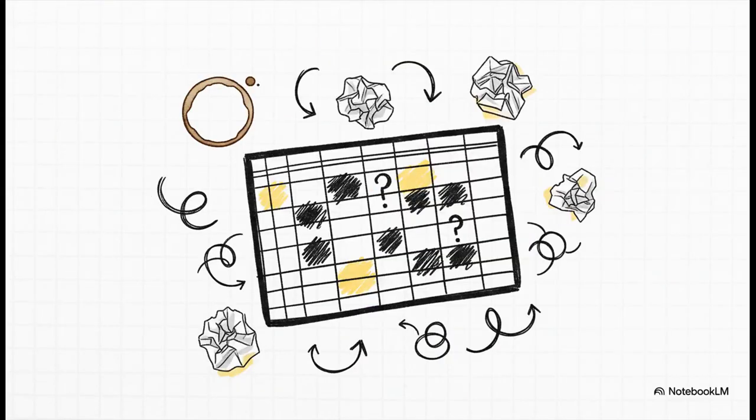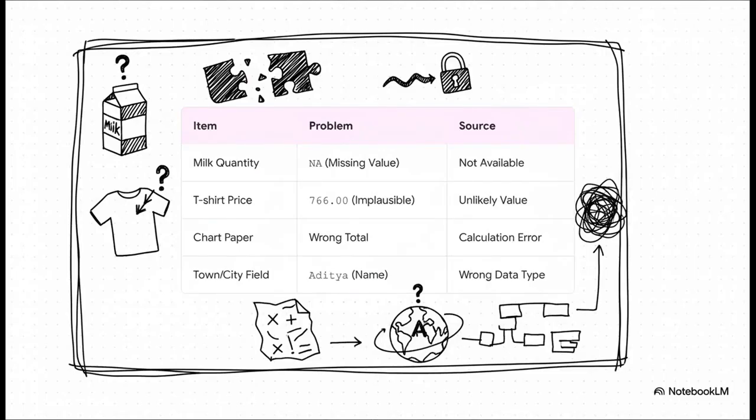Well, before we can find any of those cool patterns, we have to face a big universal truth. Real-world information is never perfect. It's messy, it's incomplete, and a lot of the time, it's just plain wrong. And here's exactly what I'm talking about when I say dirty data. You see this? The quantity for milk is just missing. Then there's a t-shirt that apparently costs over 700 bucks. Yeah, I don't think so. And down here with the chart paper, the math itself is just wrong. This is the kind of chaos we have to clean up before we can do anything else.